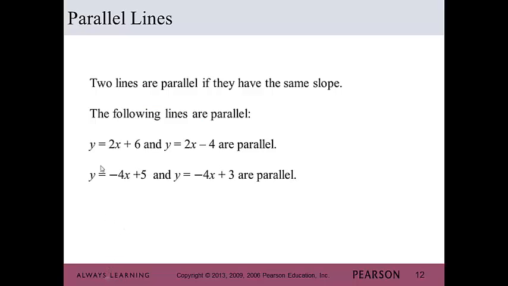More examples. Here we have y equals 2x plus 6, and then we have y equals 2x minus 4. Let's indicate their slopes. So the slope here is the number attached to x, and in both cases it's 2. 2 equals 2, therefore these lines are parallel. Next example, y equals negative 4x plus 5, and y equals negative 4x plus 3. The first slope is negative 4. The second slope is negative 4. Negative 4 equals negative 4, therefore these lines are parallel.